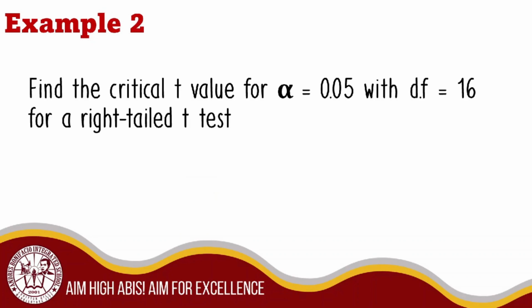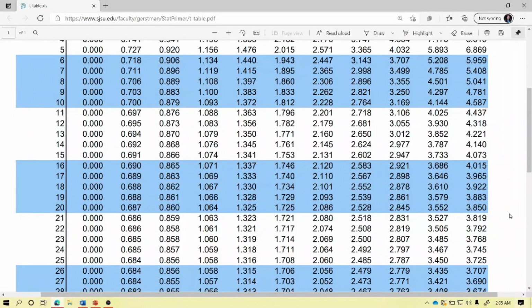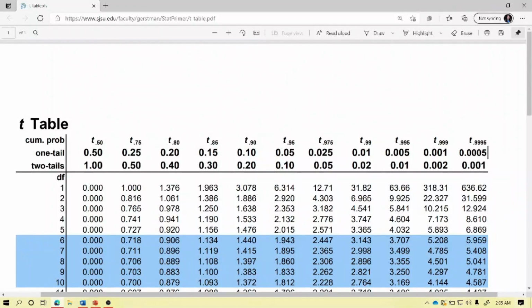Next one, example number 2. Find the critical value or critical t-value for alpha 0.05 with degree 16 for a right-tailed t-test. So let us go back to our t-table. Okay, so let's take a look.